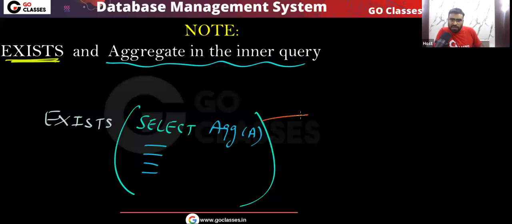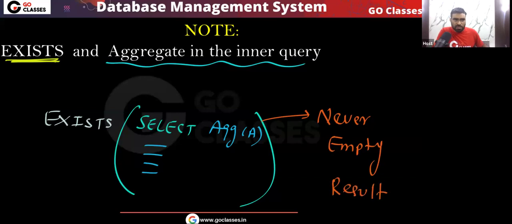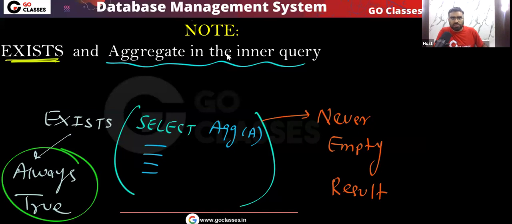Then remember this will never be an empty result. So this is always true. So this combination, remember, take care of this combination. Tricky questions can be created based on this combination. Okay, so that's it. This is our chapter. We have seen everything. This is our SQL.